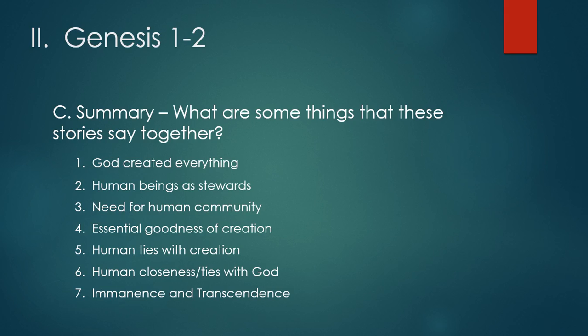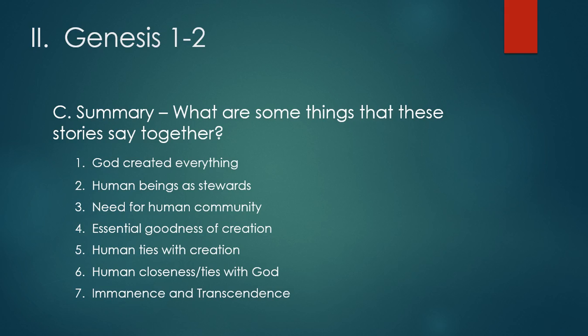The stories together also affirm the goodness of creation. The stories together describe the human ties with creation. There is some similarity between humans and the rest of creation. Humans are created as part of the creative process with the world in Genesis 1. In Genesis 2, Adam is created out of the dust of the ground itself. Also, both stories are going to talk about human closeness and ties with God. Okay, so especially in the first story, humankind is made in God's image. In the second story, humankind in the person of Adam helps God in the creative process by naming the animals.